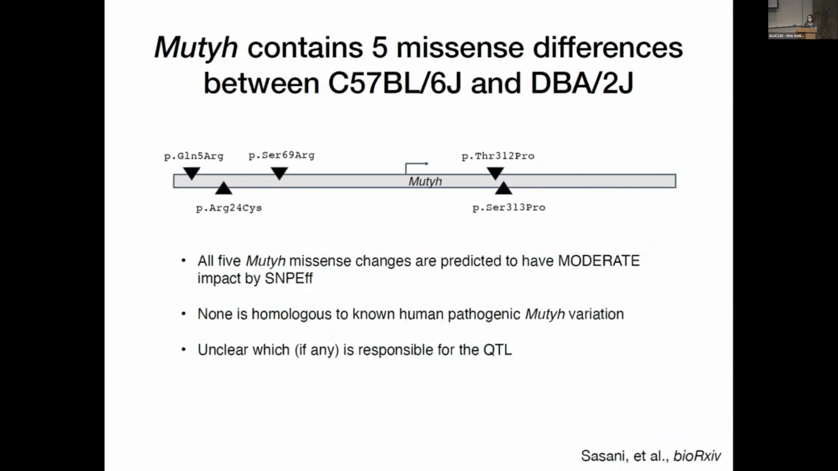But the cool thing is that all 5 of these variants are segregating in wild mice. So we were able to look up publicly available sequences of the 3 wild subspecies that contributed to laboratory mice, castaneus, domesticus, and musculus, and they all have variation in these 5 loci. That suggests that this isn't just a weird phenotype that arose in the lab. It actually captures something that affects mice in nature.